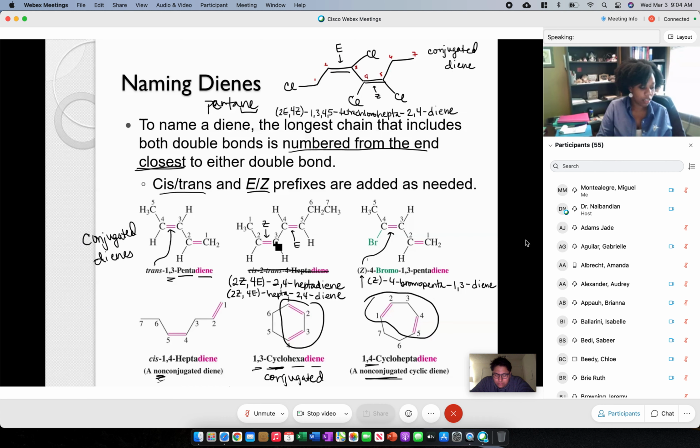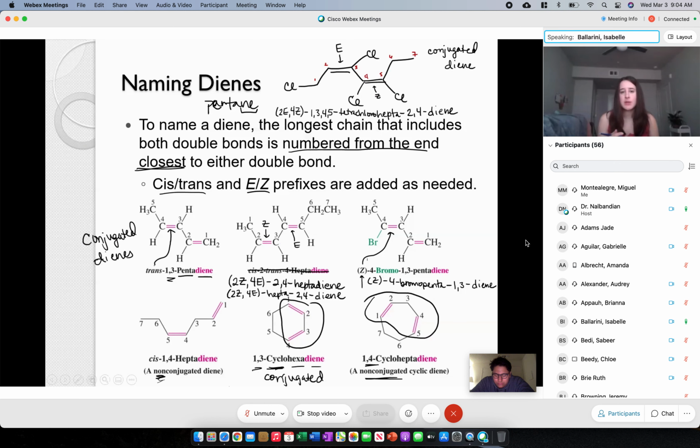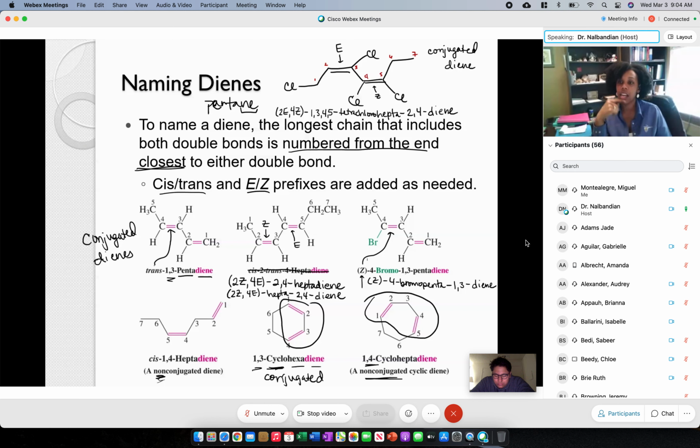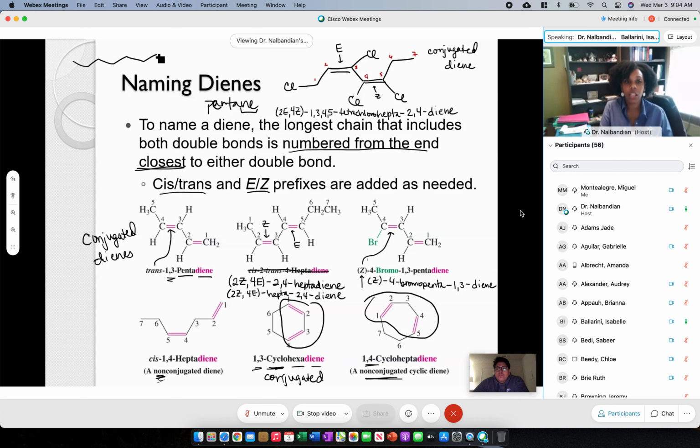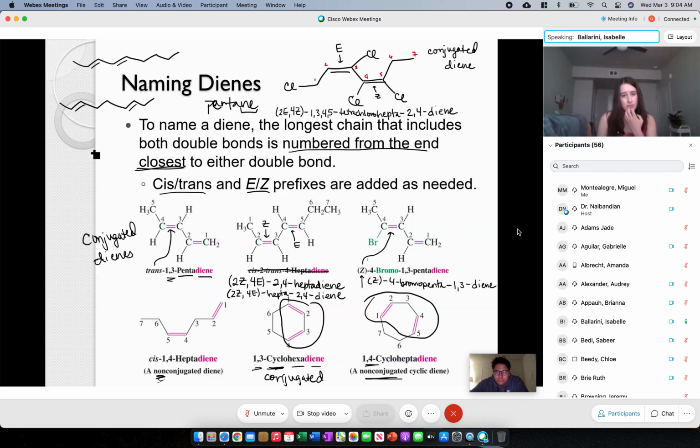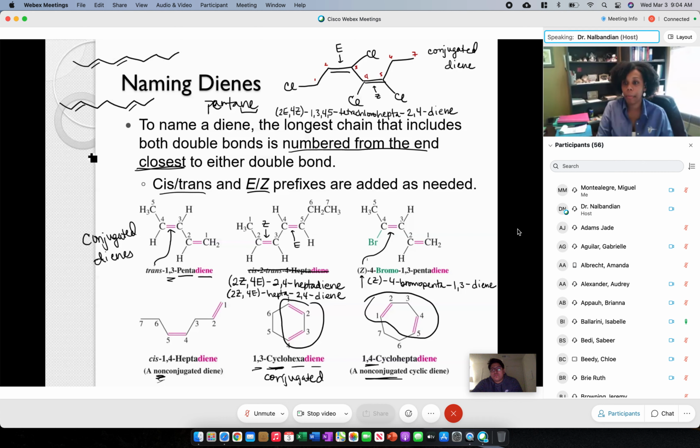Questions on any of these? So if there were 2 carbons in between the 2 double bonds, then it wouldn't be called a diene anymore? No, it's still called a diene. It's not a conjugated diene. So the only way, here we have this long carbon chain. This is a conjugated diene. This is still a diene, but it's a non-conjugated diene. Okay. Thank you. Other questions?